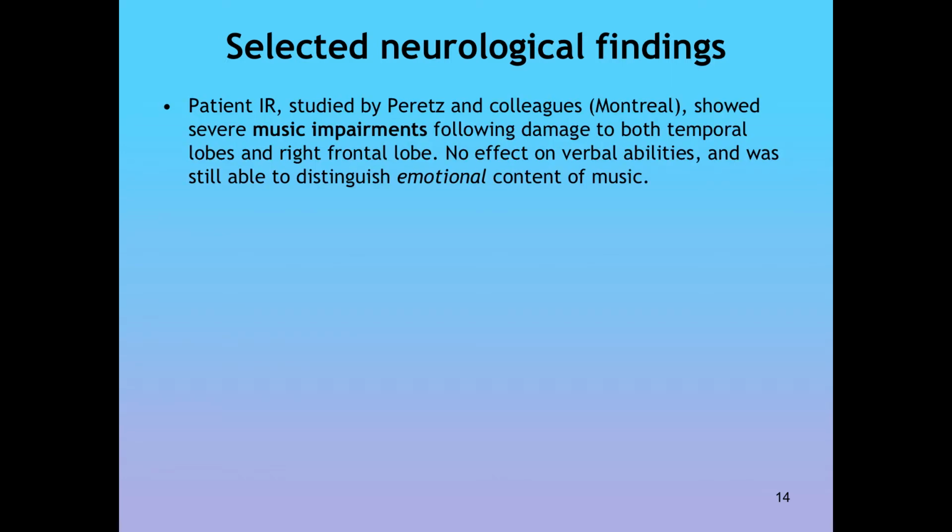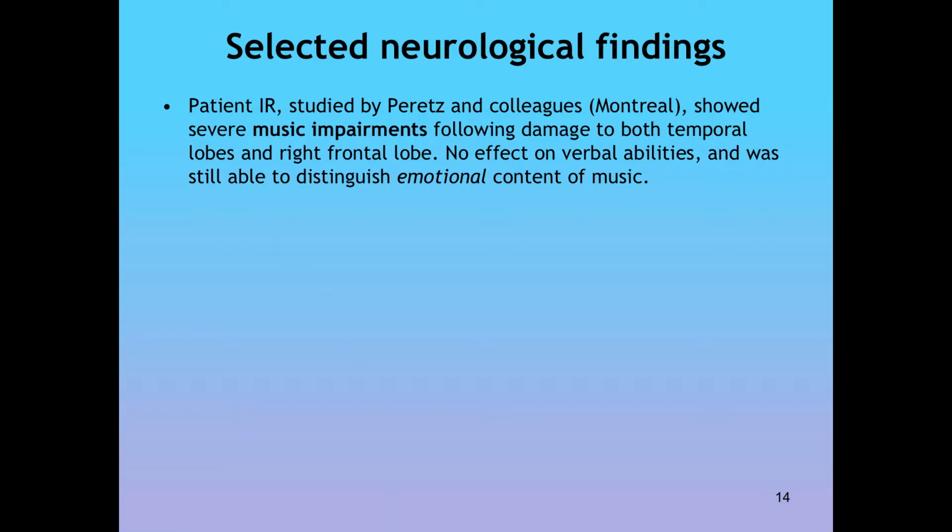All right, so Isabelle Peretz, a name you will probably come across in this class, a scientist in Montreal, and one of the big names in the study of neural and cognitive aspects of music perception, has looked at several patients with neurological deficits specific to music. For example, this patient IR had severe damage to both temporal lobes and the right frontal lobe. And despite all of this damage, the patient's verbal abilities were still intact.